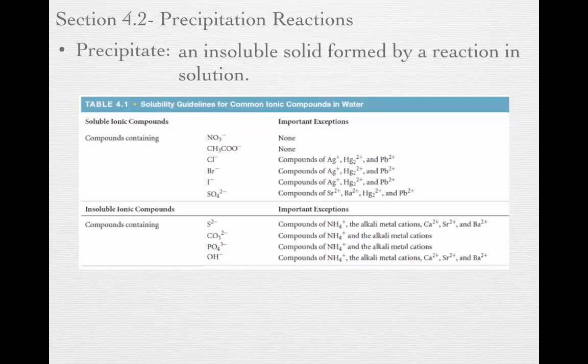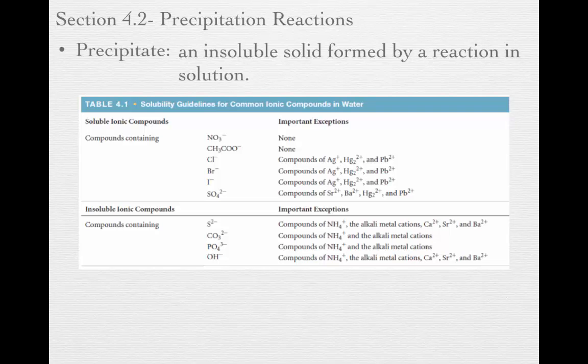Now, if you look at your insoluble section of the solubility guidelines, if you look at all of the exceptions, notice that ammonium is always an exception, and so are your alkali metals. So if you have a compound that is either bound to ammonium or your alkali metals, they will always be soluble. Okay? Because this is the insoluble list, therefore if it's an exception, it is soluble. So for example, sulfides. If a sulfide is bound to either ammonium, an alkali metal, or calcium, strontium, or barium, it is going to be soluble. Otherwise, it will be insoluble.